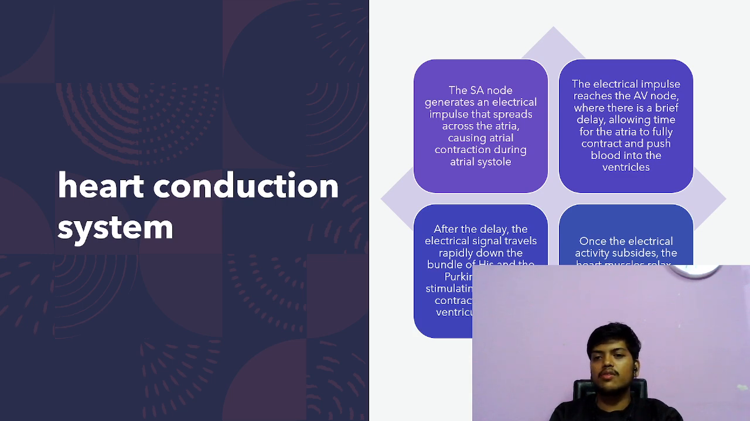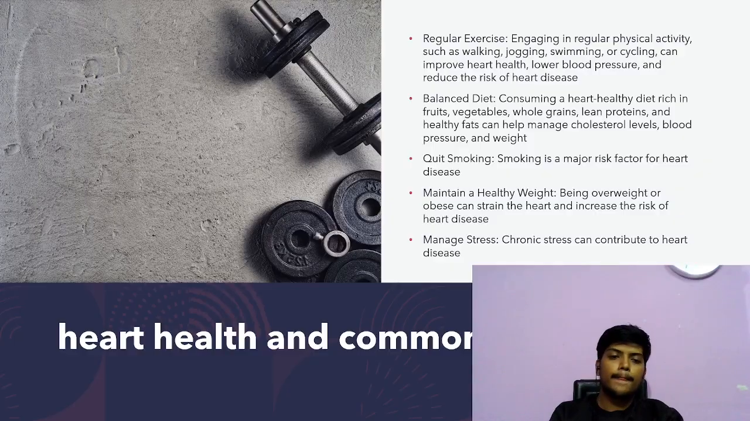The electrical impulse reaches the AV node, where there is a brief delay, allowing time for the atria to contract and push blood into the ventricles. After the delay, the electrical signal travels rapidly down the bundle of His and bundle branches as well as the Purkinje fibers, causing simultaneous ventricle contraction during the ventricular systole. Once the electrical activity subsides, the heart muscles relax and the process repeats for the next heartbeat.